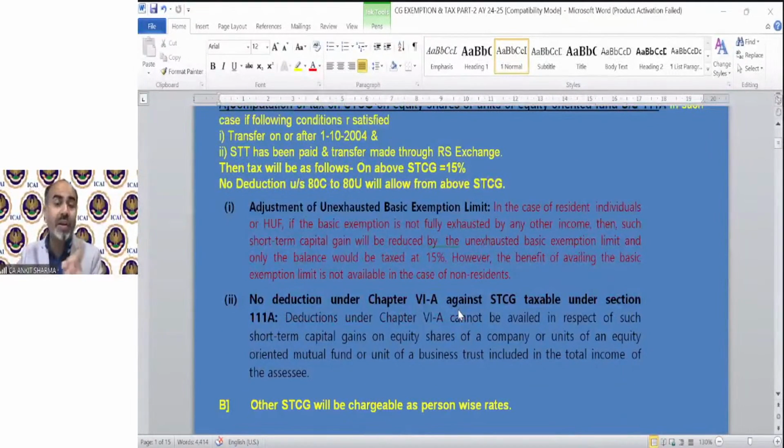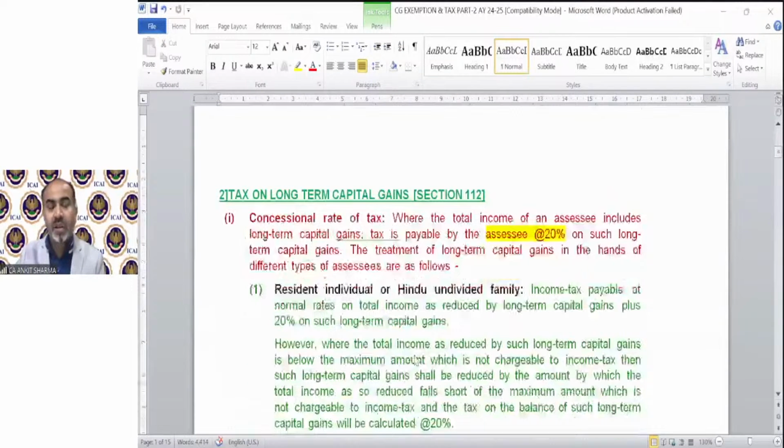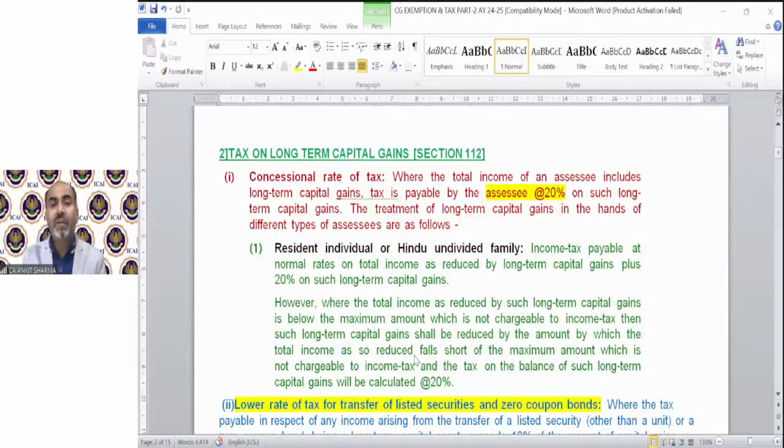But you cannot claim the deduction. Deduction under section 80C to 80U is not applicable on any kind of capital gain, whether it's section 111A or 112A. Whether it is long-term capital gain or short-term, we cannot claim the deduction. We have the diagram for it, do not worry. Then other short-term capital gain will fall as per normal slab rate. Clear? Next, the long-term capital gain under section 112.